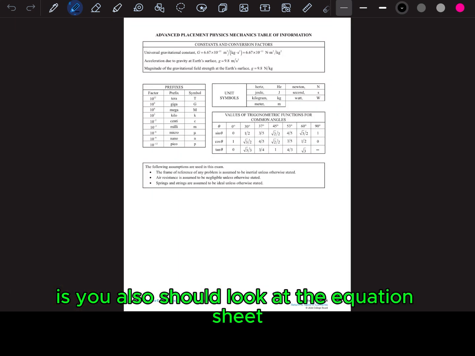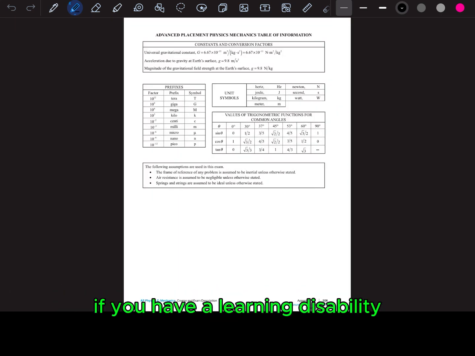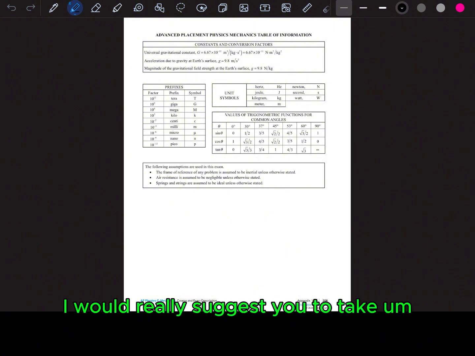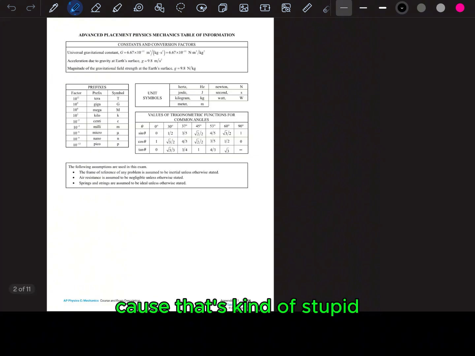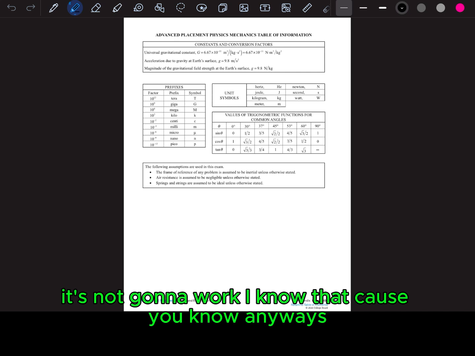you also should look at the equations sheet. If you have a learning disability, I would really suggest you take liberty on yourself and try not to memorize everything, because that's kind of stupid. It's not going to work. I know that because, you know.